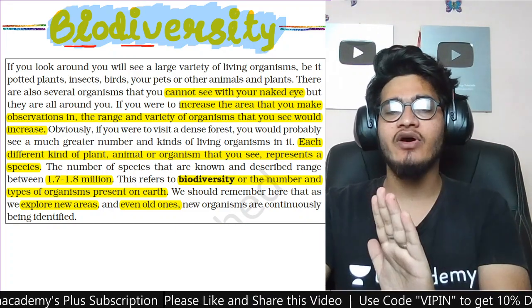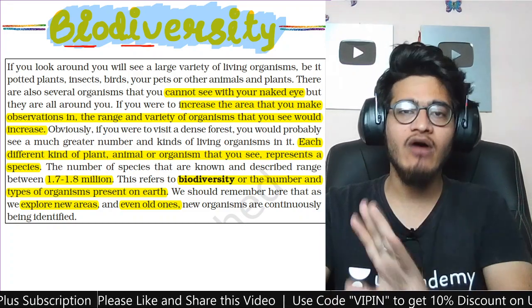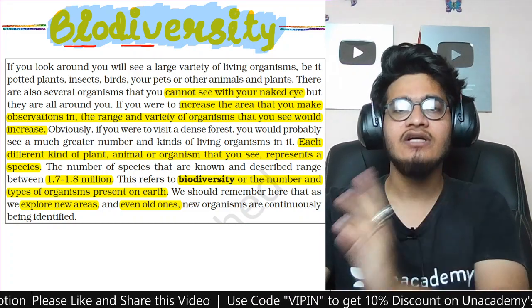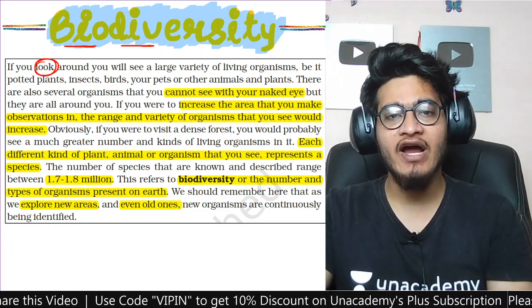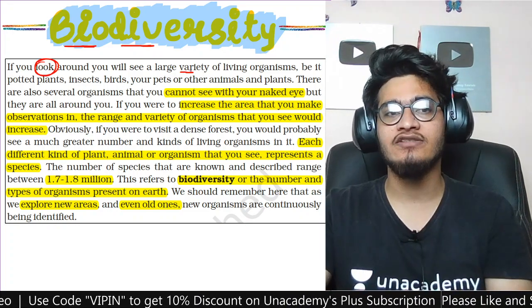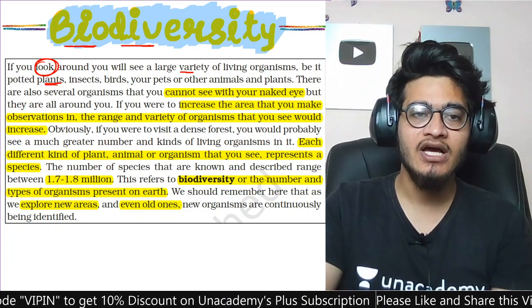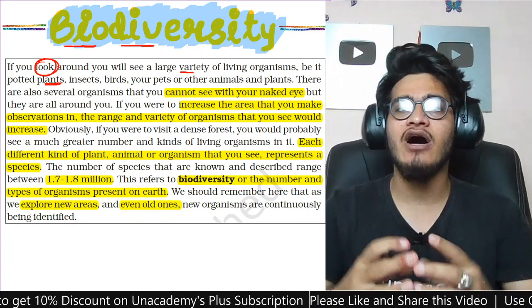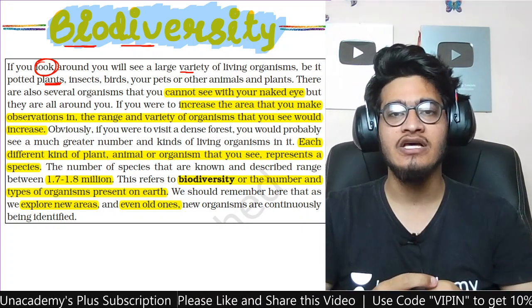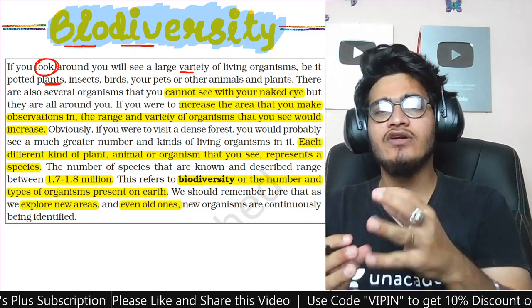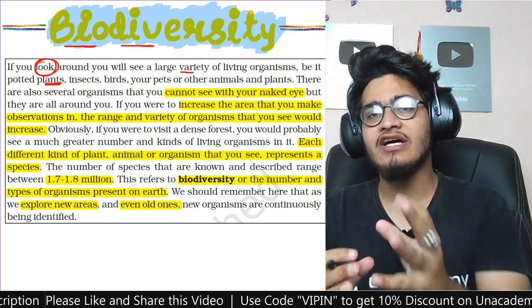So these are the different kinds of organisms you can see around yourself that make up biodiversity. If you look around you, you will find a large variety of living organisms, be it the potted plants. Let's say you have stepped out of your house, you will see a lot of trees, a lot of plants, a lot of herbs, a lot of grasses.